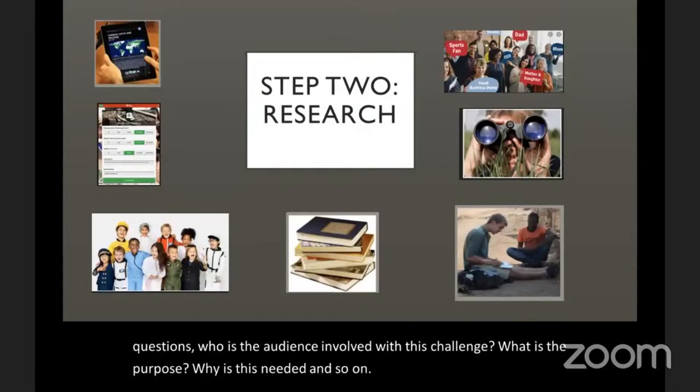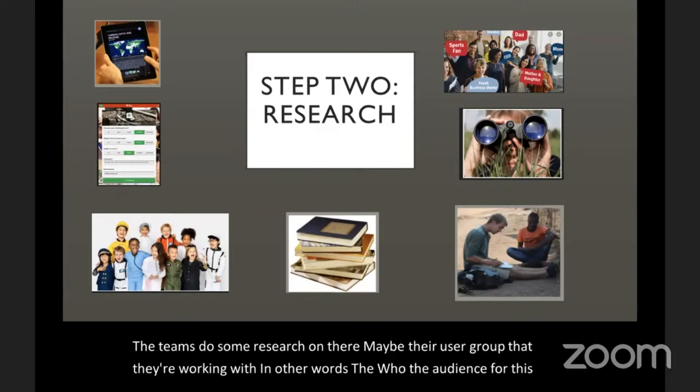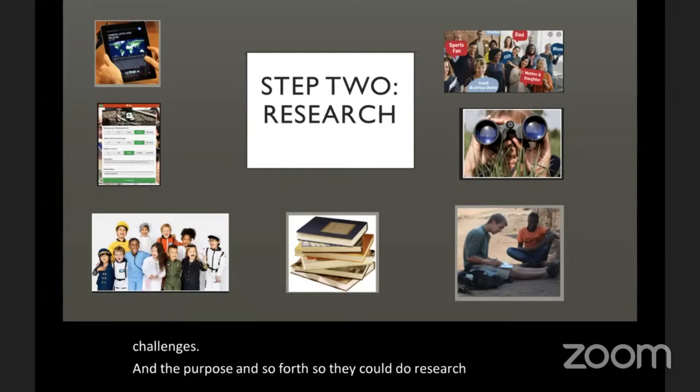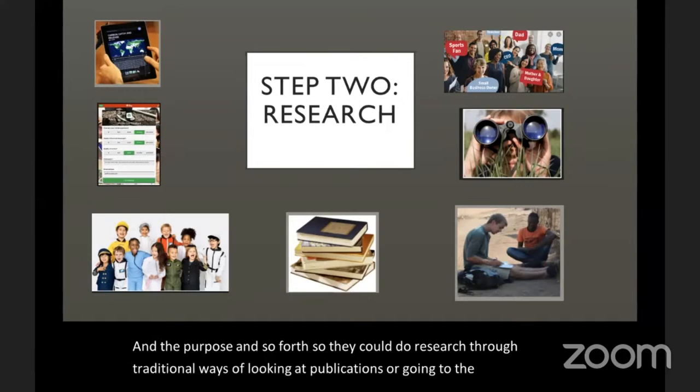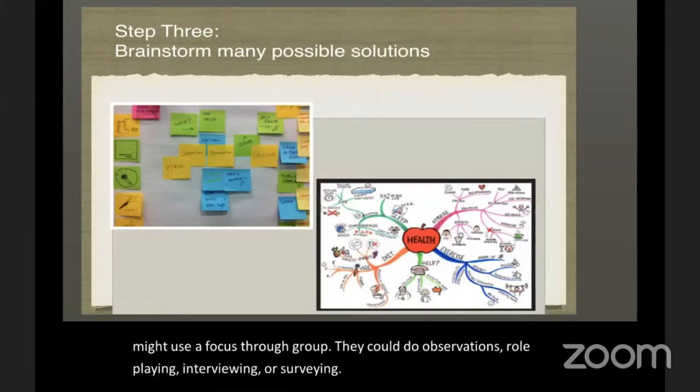After that, the teams do some research on their user group that they're working with. In other words, the who, the audience for this challenge, and the purpose, and so on and so forth. They can do research through traditional ways of looking at publications or going to the internet. They might use a focus group. They could do observations, role playing, interviewing, or surveying. Research is a very important step that needs to be done.